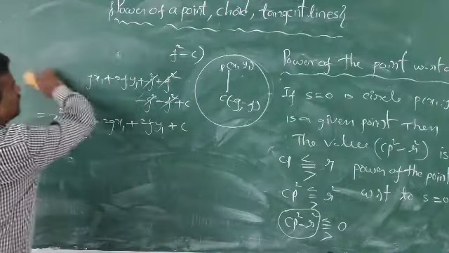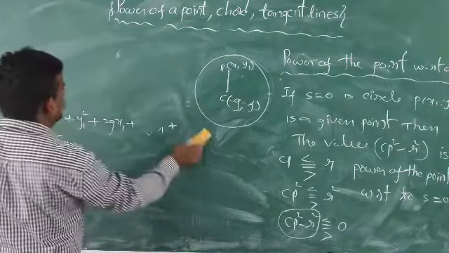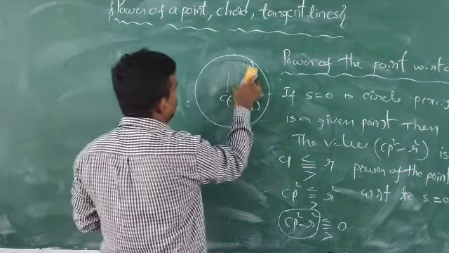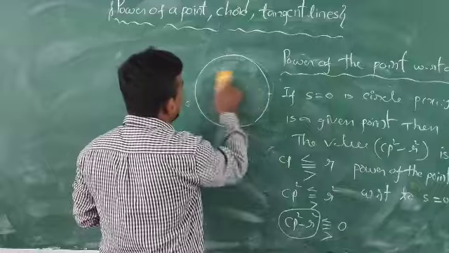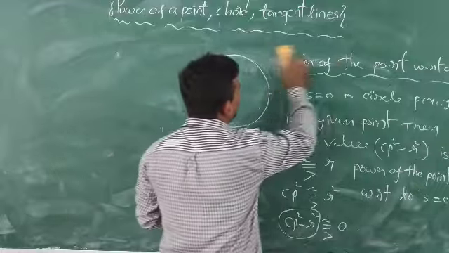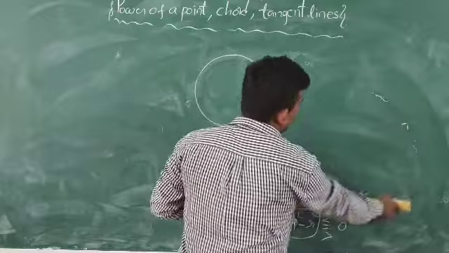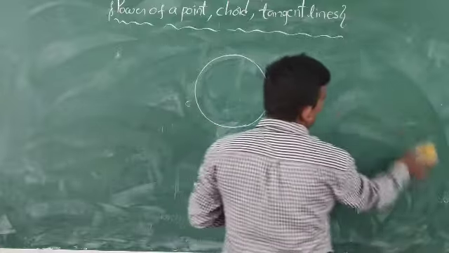Now come to the concept of the relation between a straight line and a circle. If you take a straight line Lx plus My plus n equal to 0 and our circle S equal to 0, what happens?